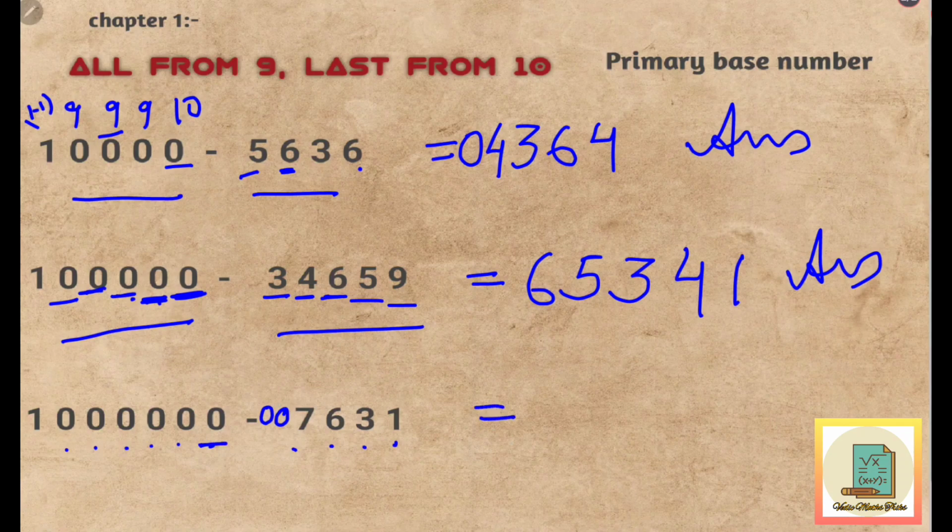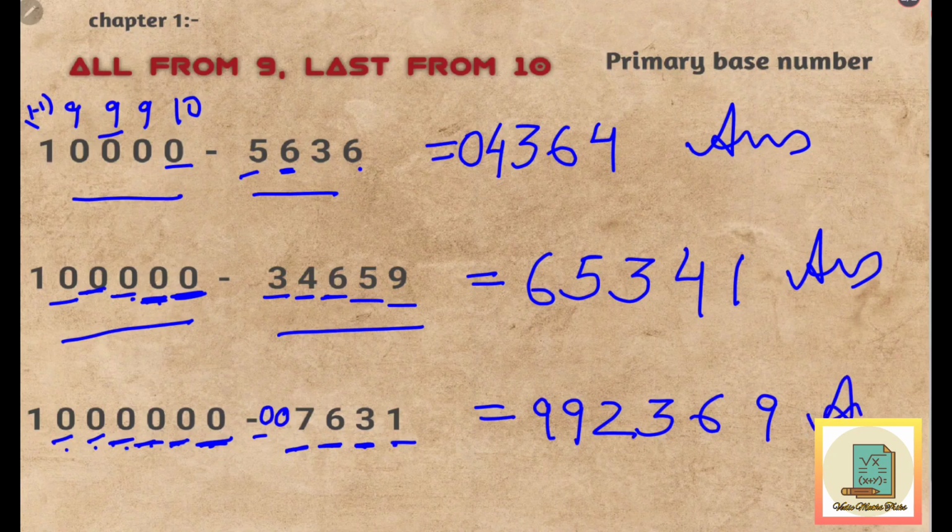Now this 0 we'll consider as 10. So we'll just write 10 minus 1 gives you 9. Now 9 minus 3 gives you 6. 9 minus 6 gives you 3. 9 minus 7 gives you 2. 9 minus 0 gives you 9 and 9 minus this 0 also gives you 9. So 992369 is the answer.